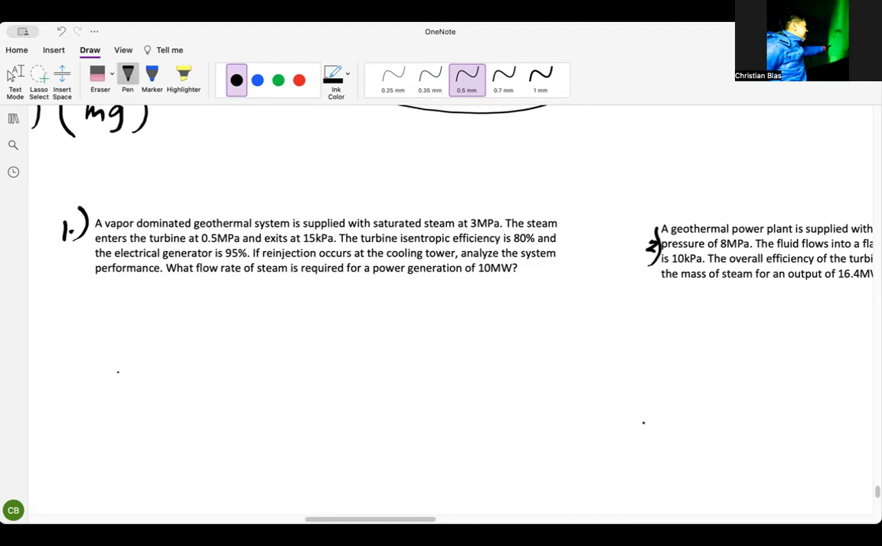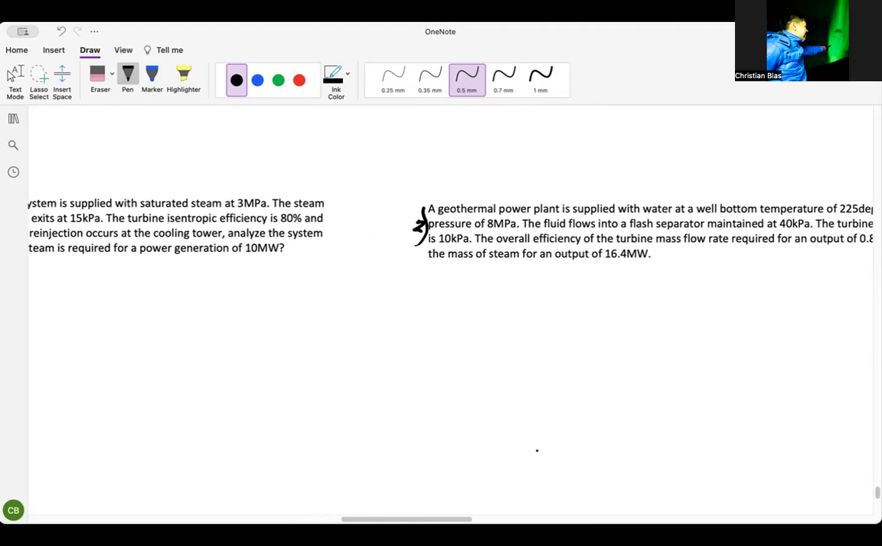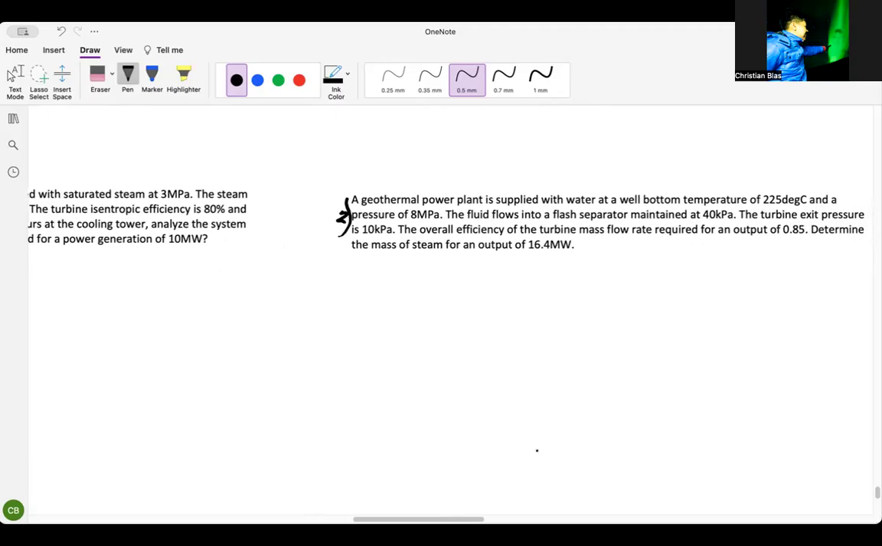Okay, so the next practice problem, you have the geothermal power plant supplied with water at a well bottom temperature of 225 degrees Celsius and a pressure of 8 megapascal. The fluid flows into a flash separator maintained at 40 kilopascal. The turbine exit pressure is 10 kilopascal. The overall efficiency of the turbine is 0.85. Determine the mass flow rate of steam required for an output of 16.4 megawatts. Okay, so the answer for this is 100 kg per s. This one, water is 355.8. Okay. See you.